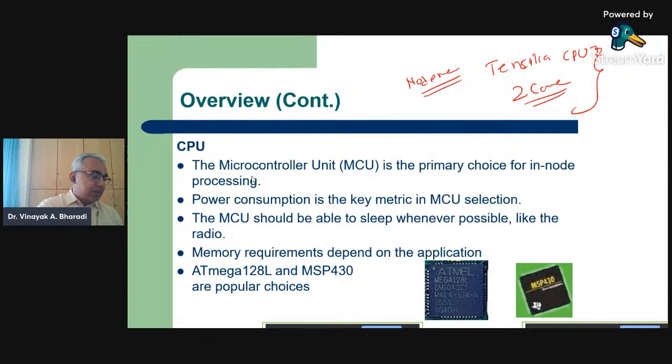So the idea is that this NodeMCU or this Arduino can be used as your wireless sensor nodes, and this Raspberry Pi can be used as a central node or edge device which will collect the data and upload it to the cloud. So this can be the difference.